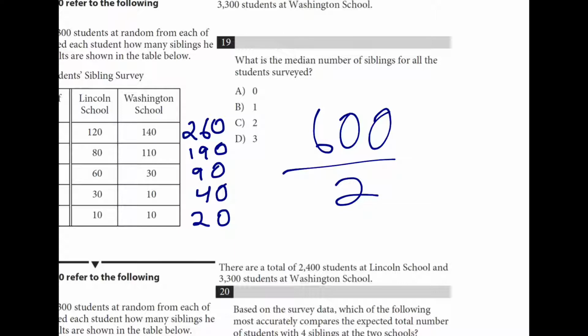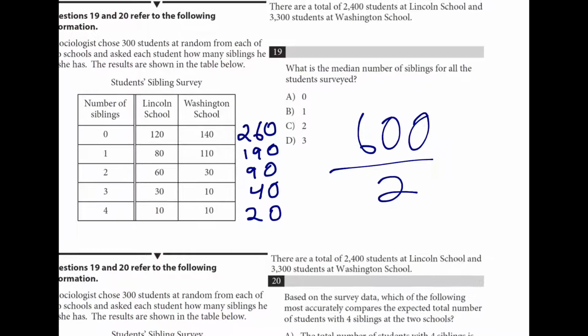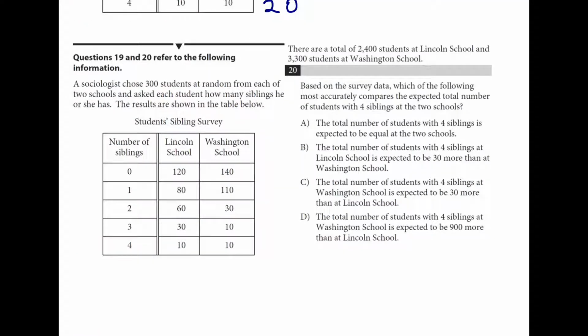So where does that 300th value fall? Does it fall in the zero sibling range? No, because the first 260 data points do, but we're looking for the 300th, which falls in the one sibling. That's why B is the correct answer. Number 20. Based on the survey data, which of the following most accurately compares the expected total number of students with four siblings at the two schools?